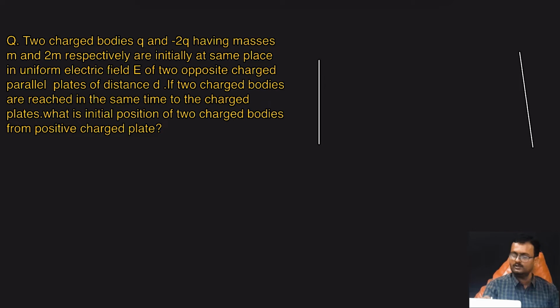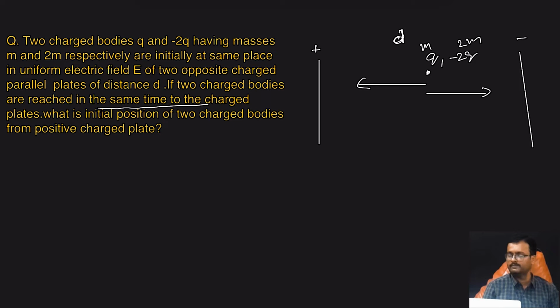Two charged plates are separated by a distance d. Suppose this is the positive plate and this is the negative plate. Initially Q and minus 2Q are at the same point, which have masses m and 2m. Minus 2Q is moving towards the positive plate and the positive charge is moving towards the negative plate. So both reach in the same time.